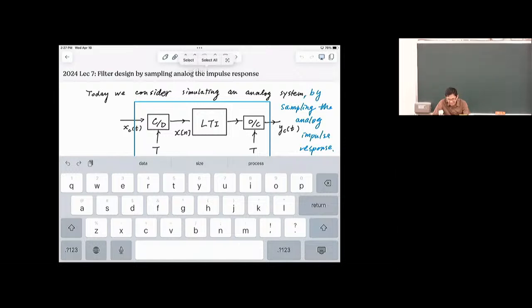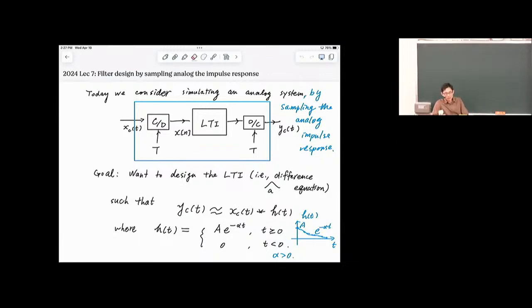No, that's wrong, definitely wrong. You know that is wrong. By sampling the analog impulse response of a certain system that we like. Say that you're in love with the analog system and you want to simulate that analog system in the digital domain. You can do that by sampling the analog impulse response.